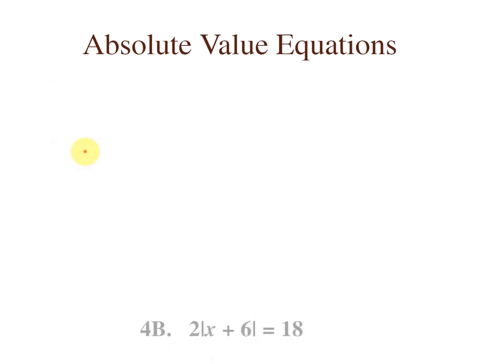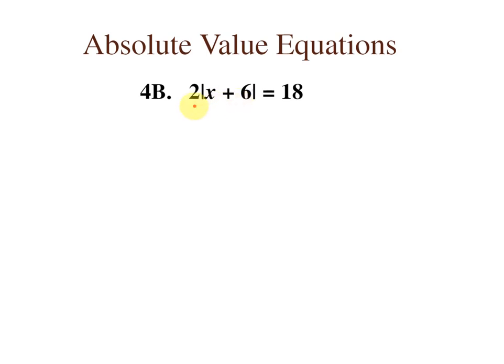So let's take a look at the first one: 2 times the absolute value of x plus 6. How do I get rid of the 2? Well, what's the opposite of multiplying by 2? It's dividing by 2. So if I divide both sides by 2, this is going to be a 1, this is going to be a 9. I'm going to end up with the absolute value of x plus 6 is equal to 9. Now the absolute value is by itself.